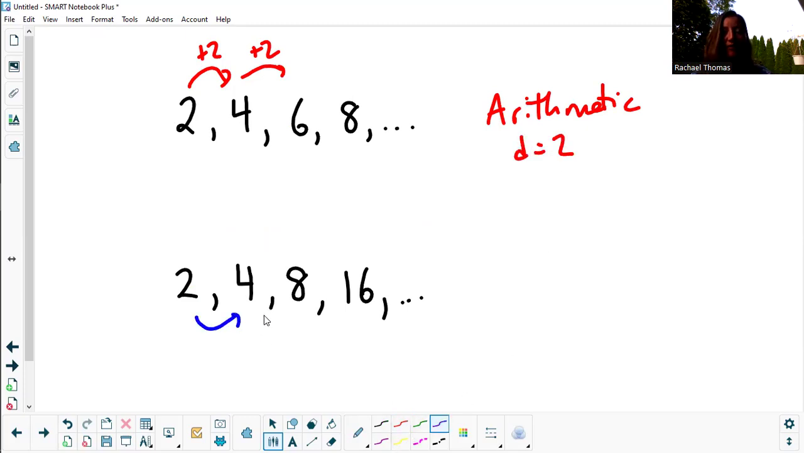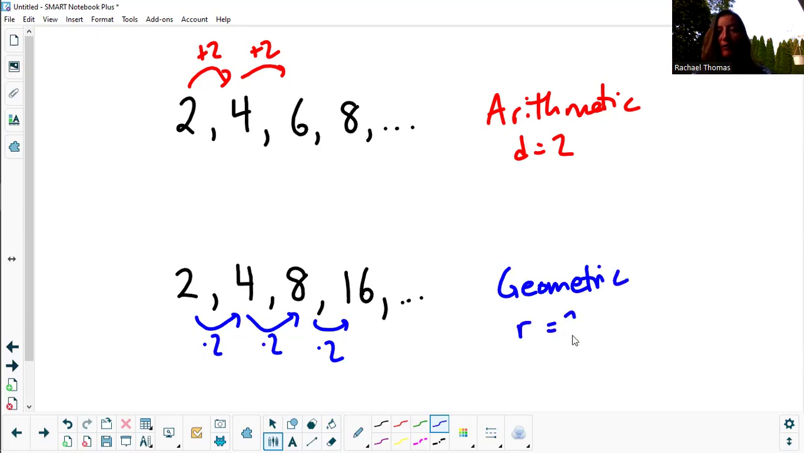Down here in the bottom, I start with 2 to 4, but if I just add 2, that isn't a reliable strategy to get to the next number. You might notice that this one is a multiplication one, and in this case, I would call that a geometric sequence because it's multiplying to get from one number to the next, and instead of having a common difference between the numbers, it has a common ratio, okay?